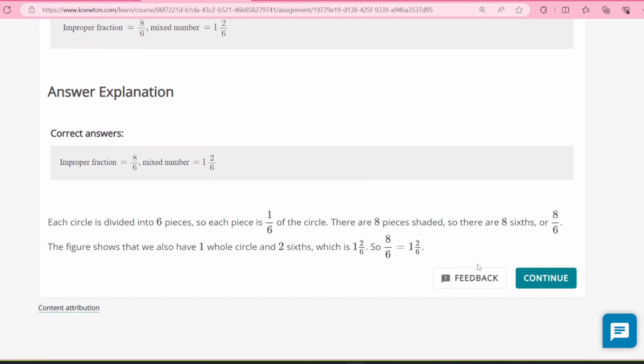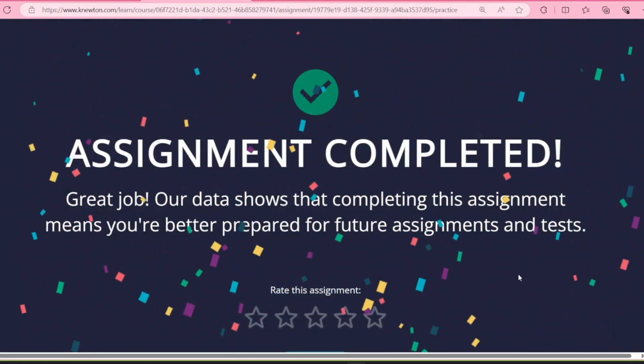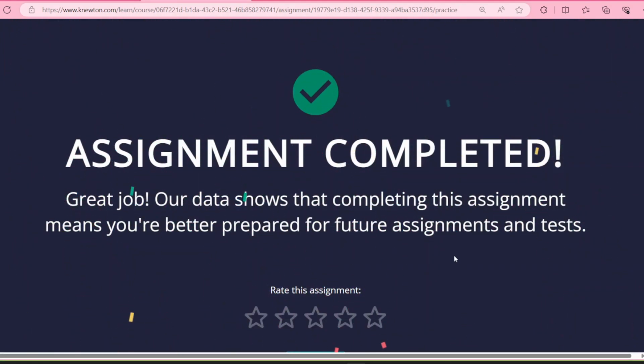And I believe that's it. So I have completed all 3 objectives, all the problems they threw at me for the objectives. They'll say the assignment is complete. Hooray. You can rate the assignment afterwards.